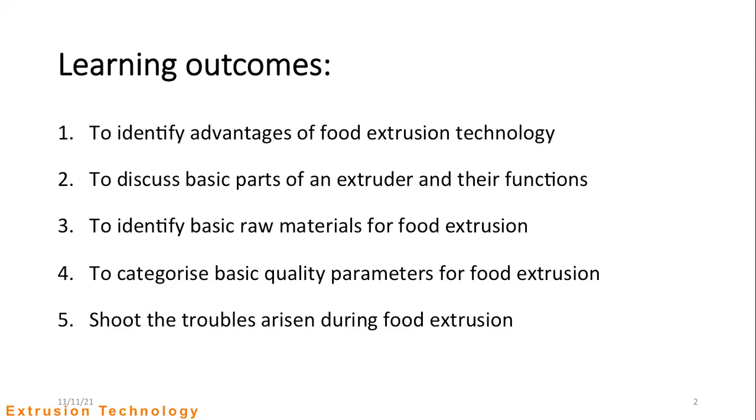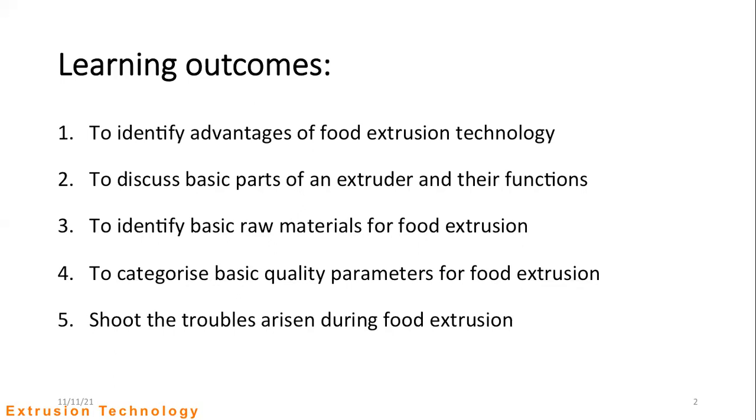And the third one is to identify basic raw materials for food extrusion. We have so many raw materials utilized in Sri Lanka, and still we are utilizing them, and sometimes we have underutilized food products and raw materials. So then we can design and develop some novel food products based on this extrusion technology. The fourth one, to categorize basic quality parameters for food extrusion.